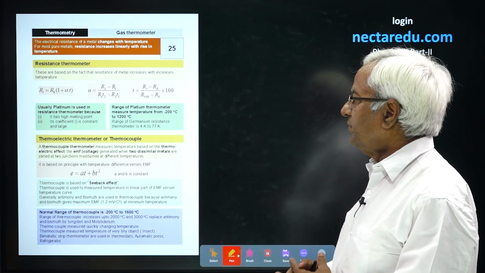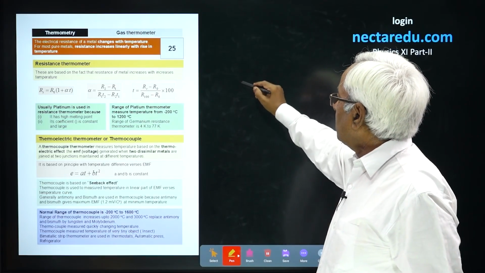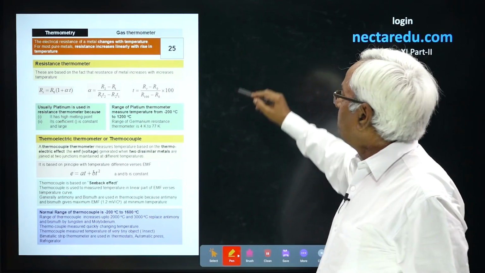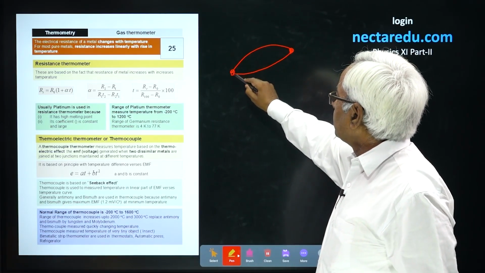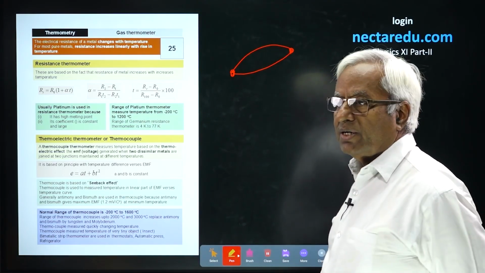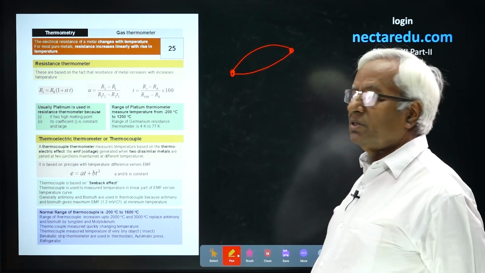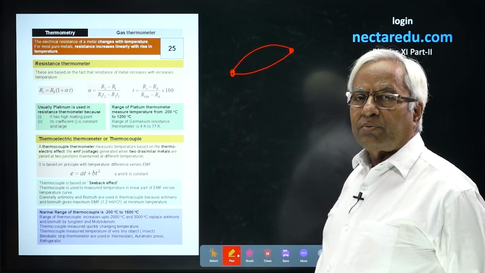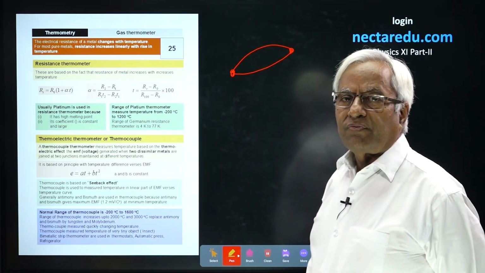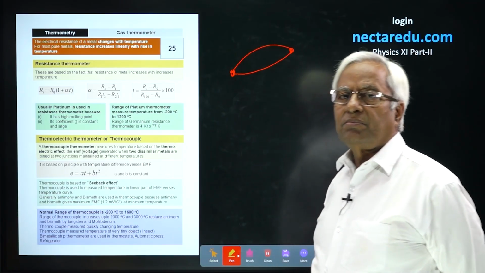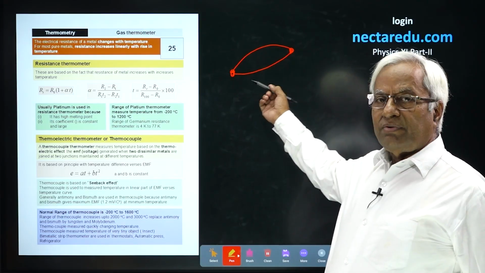The second one is the thermoelectric thermometer. This is also known as the thermocouple thermometer. Thermocouple simply means we use two wires and join them at two points. These two points are known as junctions. If we create a temperature difference between the two junctions, we notice that an electromotive force is automatically developed between the two junctions. This effect is called the Seebeck effect or thermoelectric effect.